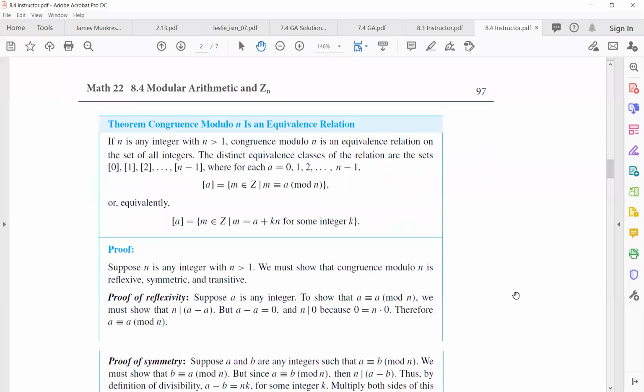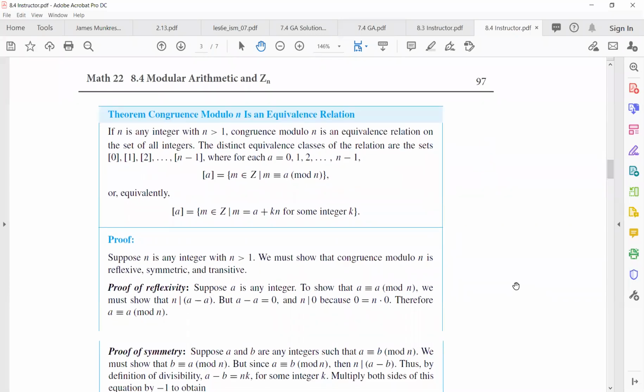Very well. Theorem: congruence mod n is an equivalence relation. Suppose n is an integer greater than 1. Congruence mod n is an equivalence relation on the set of all integers. Then the distinct equivalence classes of the relation are the sets, including remainder 0, remainder 1. Remember that these are equivalence classes: the equivalence class of 2, and the equivalence class of n minus 1.